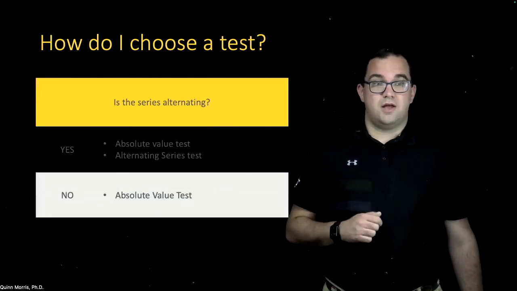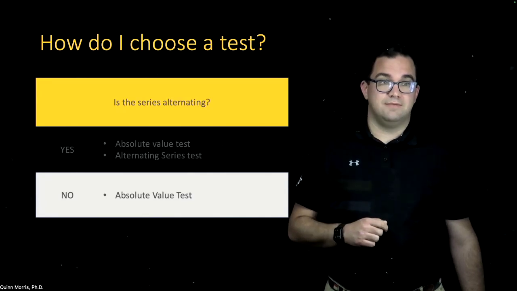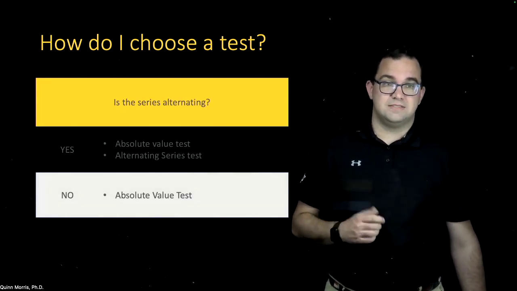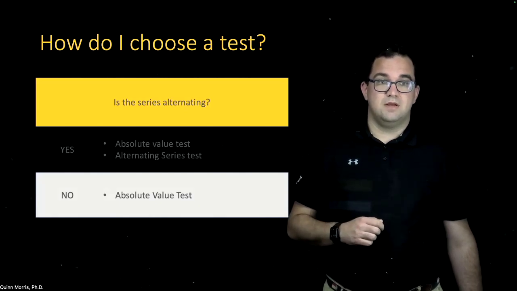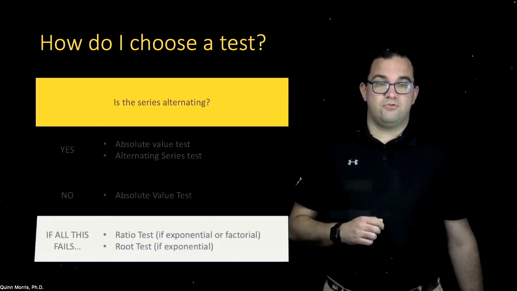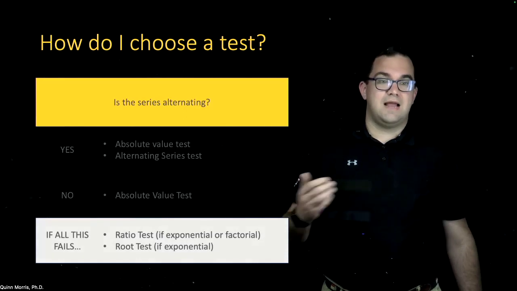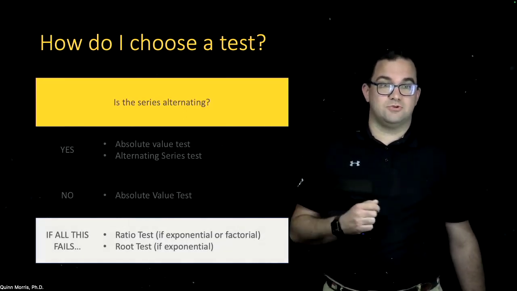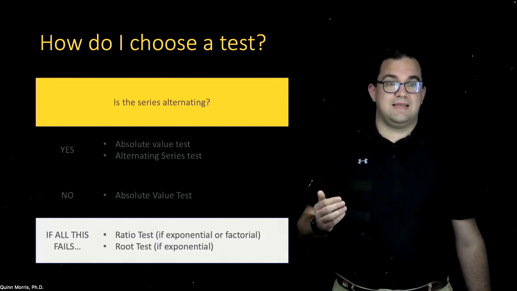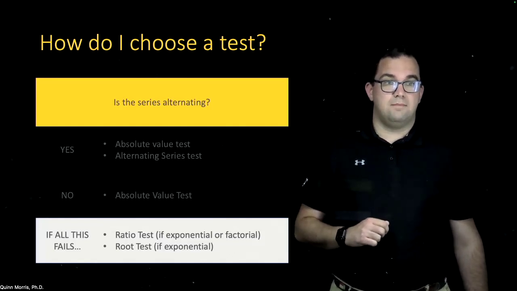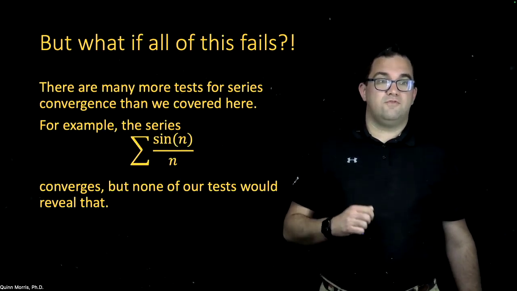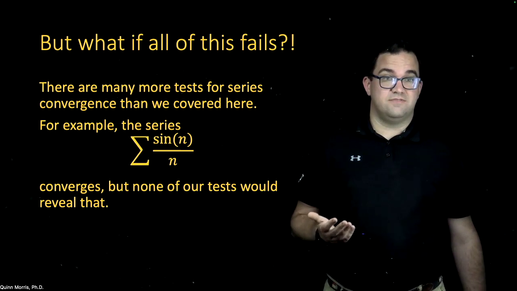Now, if my series is not alternating, I only have one option. That's the absolute value test. So I need to try the absolute value test and see if that will give me anything. Now, if both of these fail, then I'll go to the ratio and root tests. Specifically, if I see exponentials or factorials, that might indicate that one of those tests might be very helpful. And of course, you could ask, well, what if all of this fails?